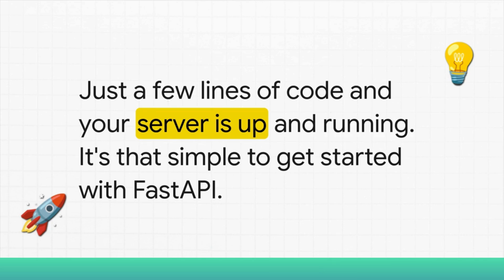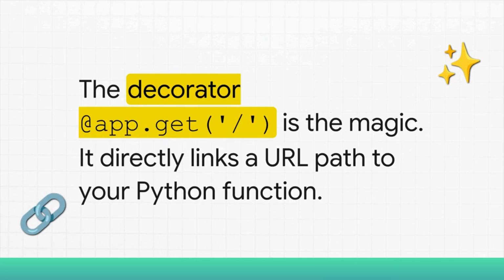It's fantastic. The real magic here is that little line that starts with an @ symbol, the decorator. @app.get("/") is basically you telling FastAPI, hey, whenever a web browser sends a GET request to my main homepage, the /, I want you to run the Python function that's written right underneath this line. It's that direct link that makes everything so simple.